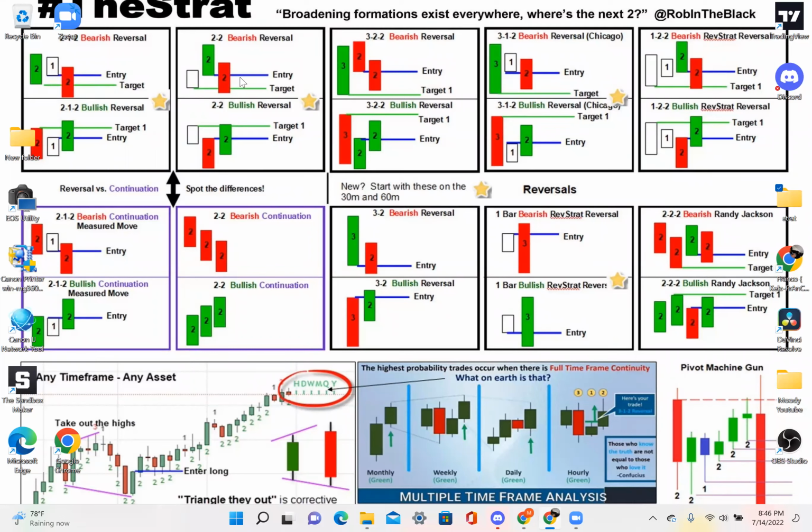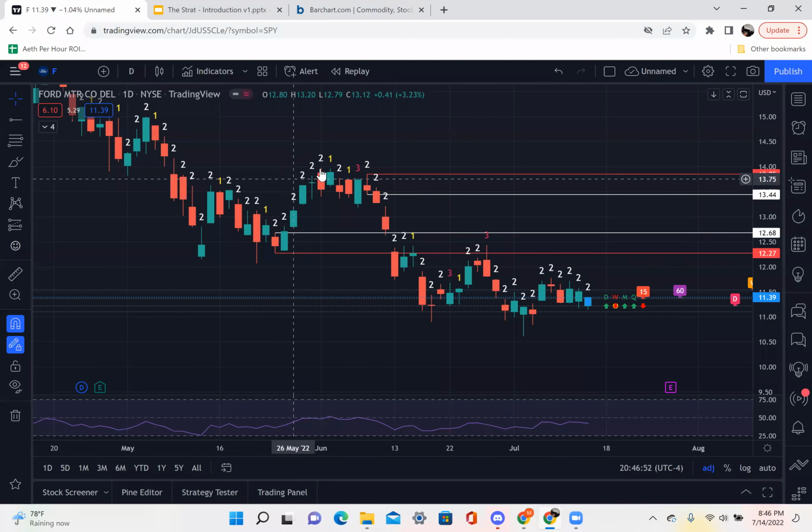I just like 2-2 reversals, and I understand that I also like 3-1-2s, and I like the Rev Strat, but I don't speak about them so much. Maybe more so the 3-1-2, and it's because you trade the 3-2-2 and the 1-2-2 just like a 2-2. Exactly like a 2-2. Even the 3-1-2s, you're trading all of these exactly the same. So let's go back to it. It gave us a Rev Strat right here.